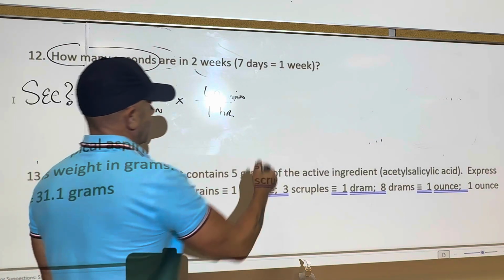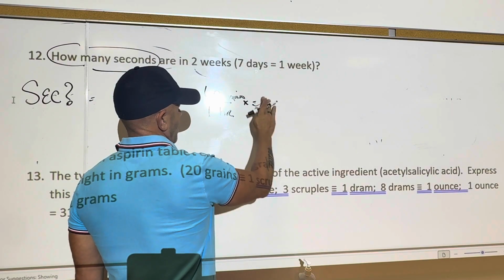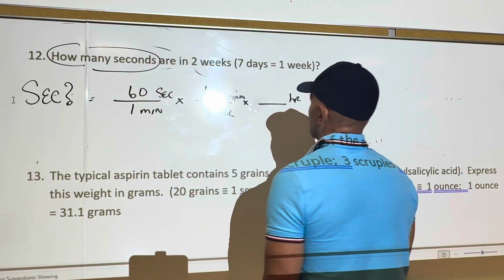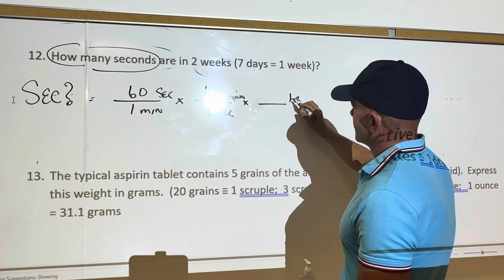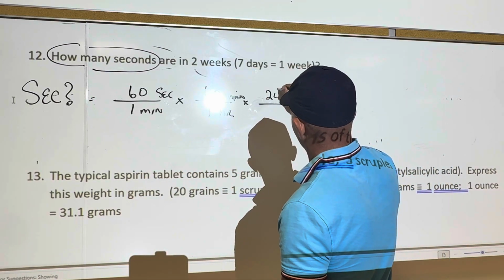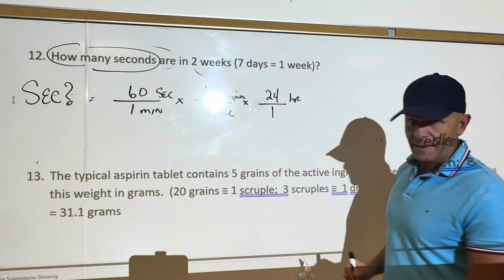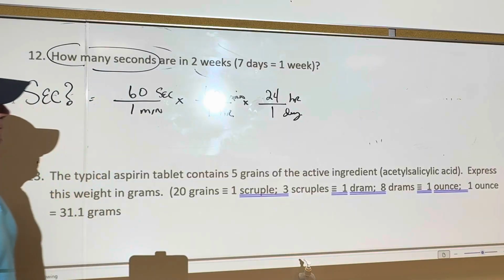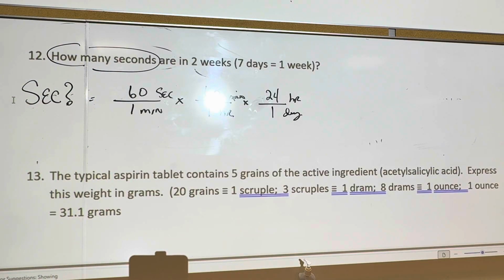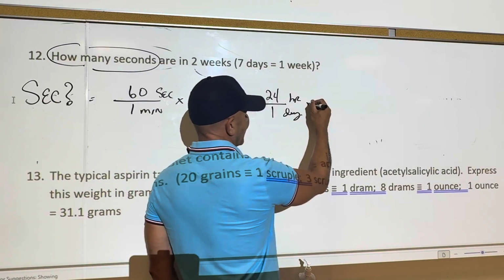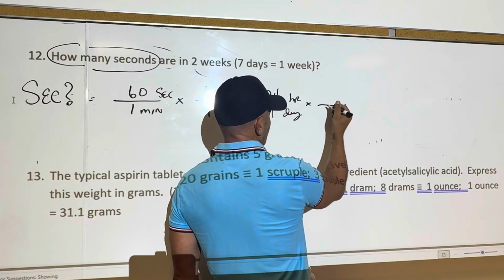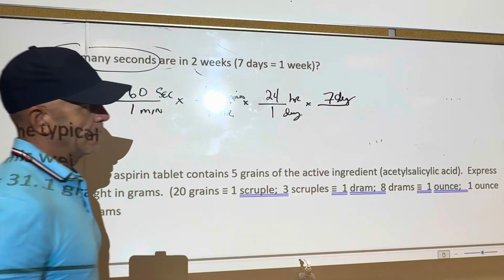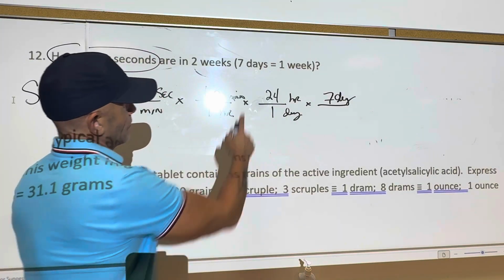Well, now we got to bring over hours. This is a long one. We have 1 hour. There's 24 hours in 1 day, right? 24 hours in 1 day. Okay? Well, so we need to multiply over here. We know there's 7 days in what? 1 week.